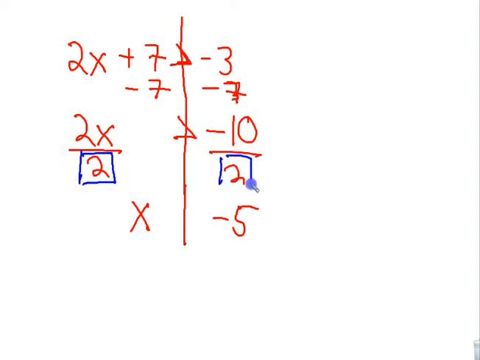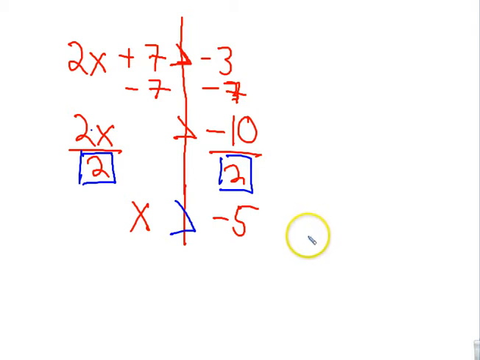Is it negative? No, it's not. So we don't flip. Okay? Just because this number's negative, that's not the one that matters. It's the one that we're dividing by. We're dividing both sides by 2. Okay? So those are a couple examples.